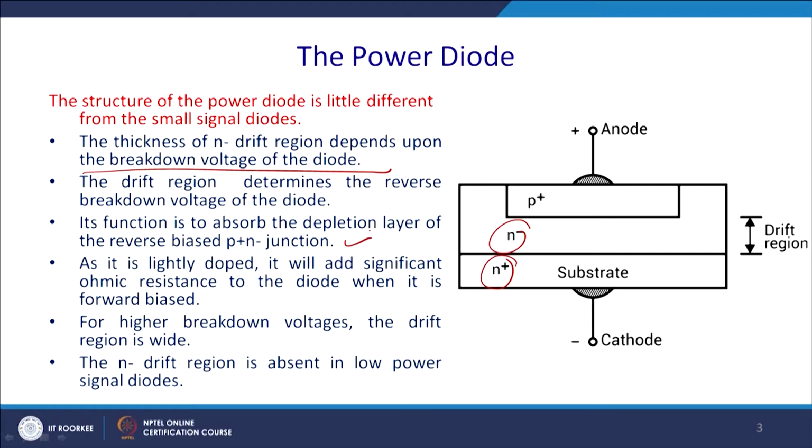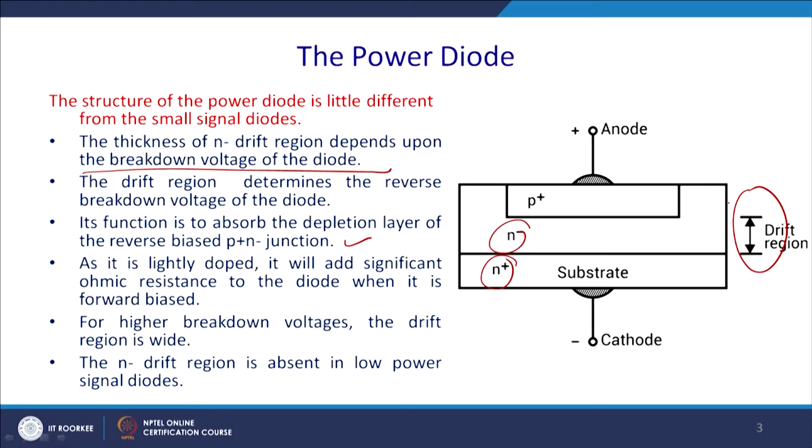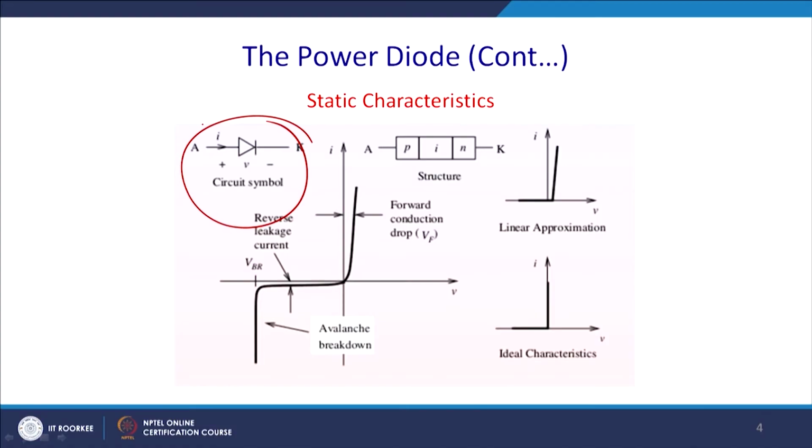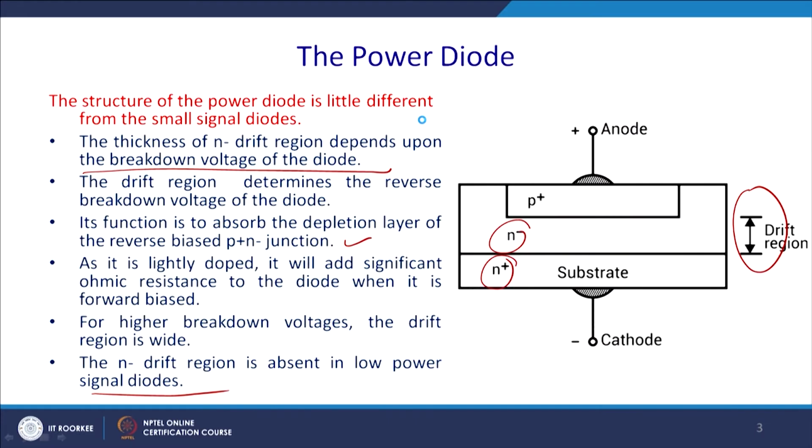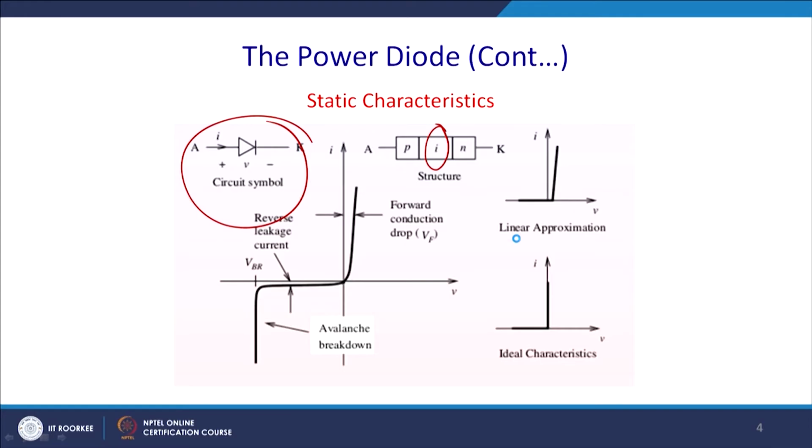For a higher breakdown voltage, the drift region will be wide. So, this region will be wider if a higher reverse blocking voltage is required, and the N drift region is absent in the low signal diode which we studied in analog electronics. Now, this is the symbol of the diode, which you are quite familiar with from analog electronics, and this is the structure. This is a p-n junction, and in between you have an extra layer, which you might have seen: this n minus drift region layer has been put inside it to give you reverse voltage blocking capability.